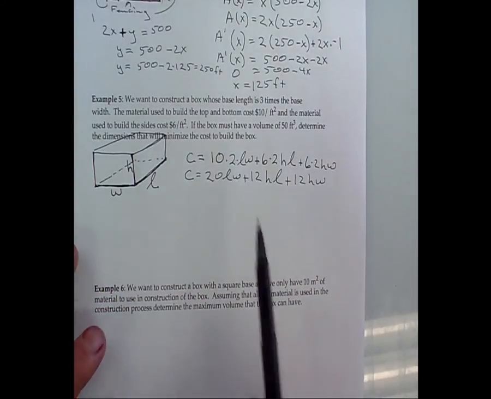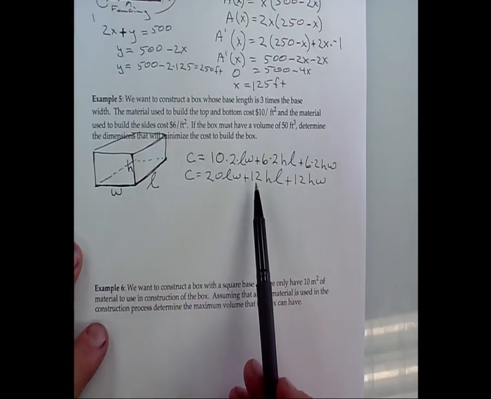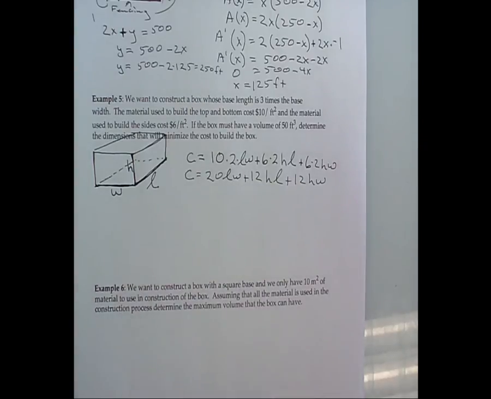I have 1, 2, 3 independent variables. I want to get it down to 1. Allison. Do they give me any clues on how to get it down to 1?